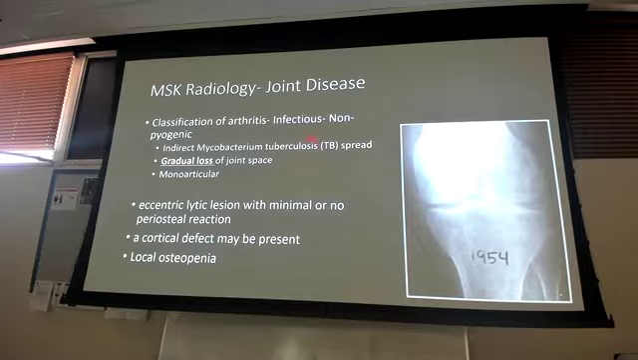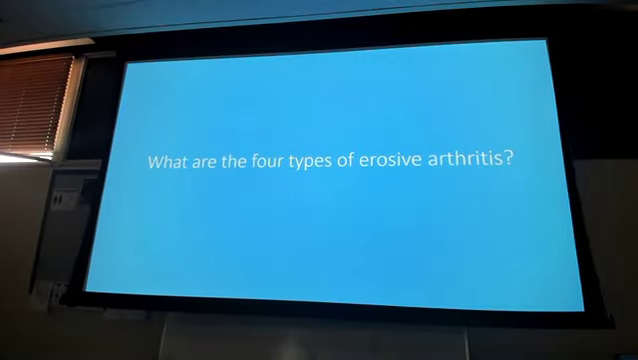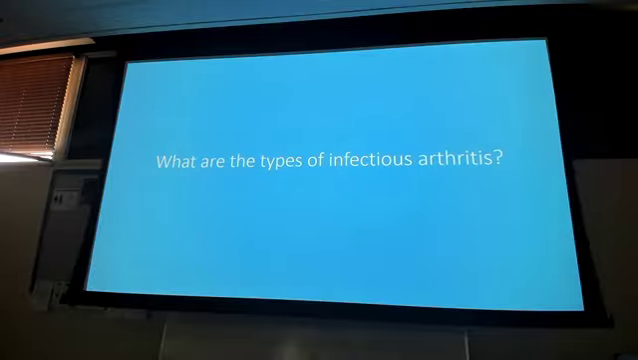Non-pyogenic, usually mycobacterial tuberculosis, gradual loss of joint space, monoarticular, okay? But you can see this one doesn't look nearly as severe as this one does. It's much more gradual. Still a septic arthritis or infectious arthritis. So for the non-pyogenic, adults most commonly knee, children most commonly spine. We just talked about those. Pyogenic and non-pyogenic.